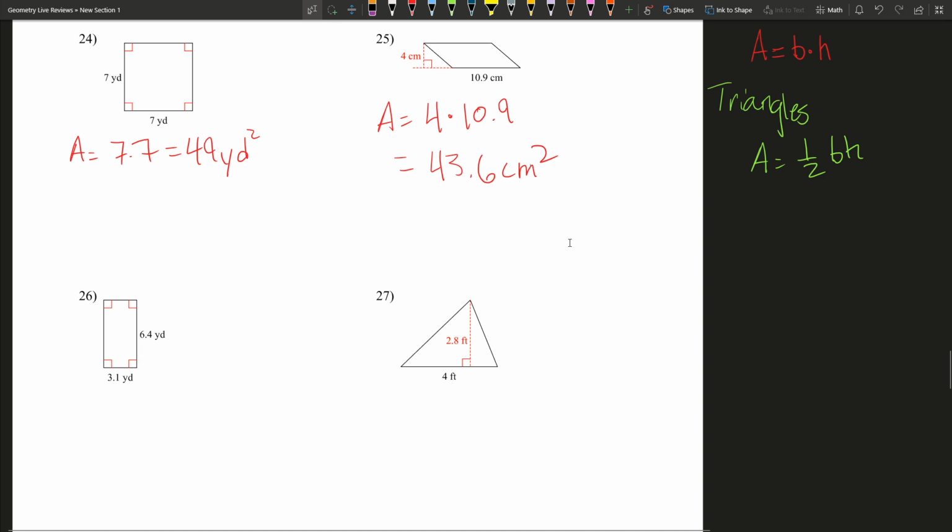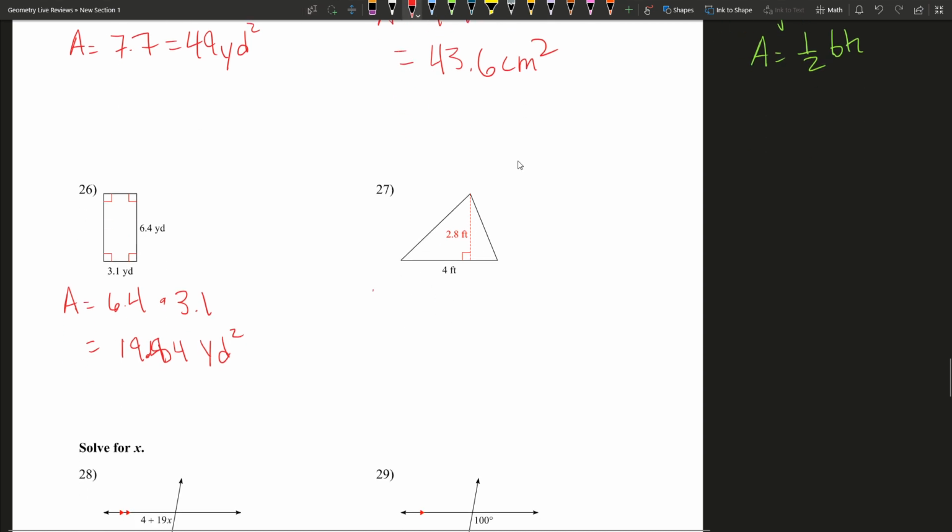Number 26 is 6.4 times 3.1. So that is 19.84 yards squared. Again, I'm not too worried about units of measurement. I'm just worried about if you know the equation or not.